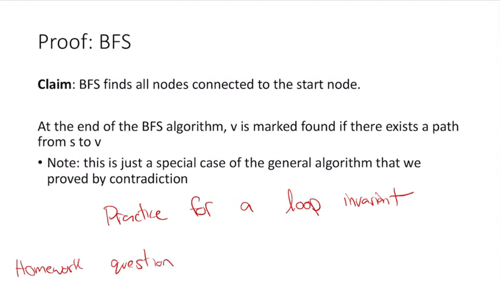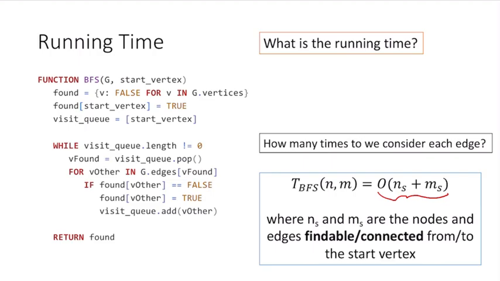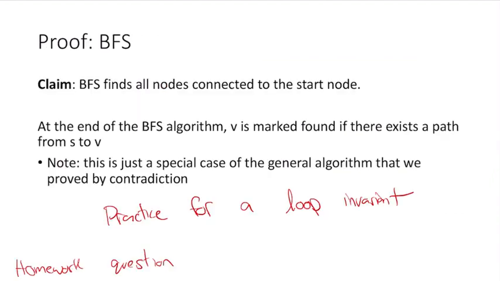It's a little bit more real world. You know, our loop doesn't just iterate for i equals 1 up to n. It's a little more complicated than that. But, you know, the proof by contradiction we had before will also work for this proof.